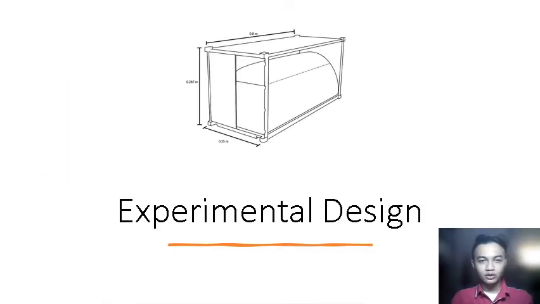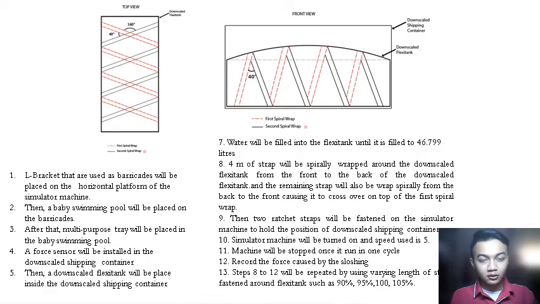So moving on to experimental design. For the experimental design, first step is L brackets that are used as barricades will be placed on the horizontal platform of the simulator machine. Then a baby swimming pool will be placed on the barricades. After that, the multi-purpose tray will be placed in the baby swimming pool. Then a force sensor will be installed in the downscale shipping container. And then a downscale FLEXITANK will be placed inside the downscale shipping container.